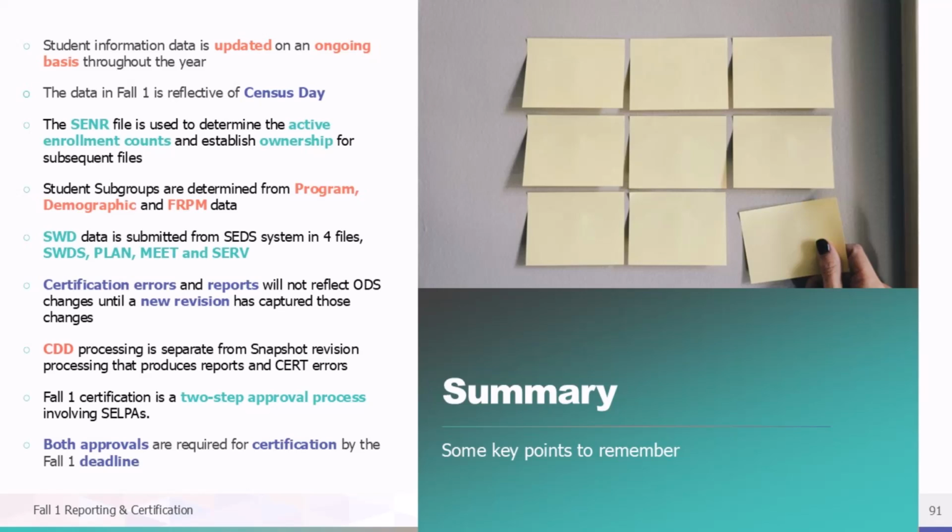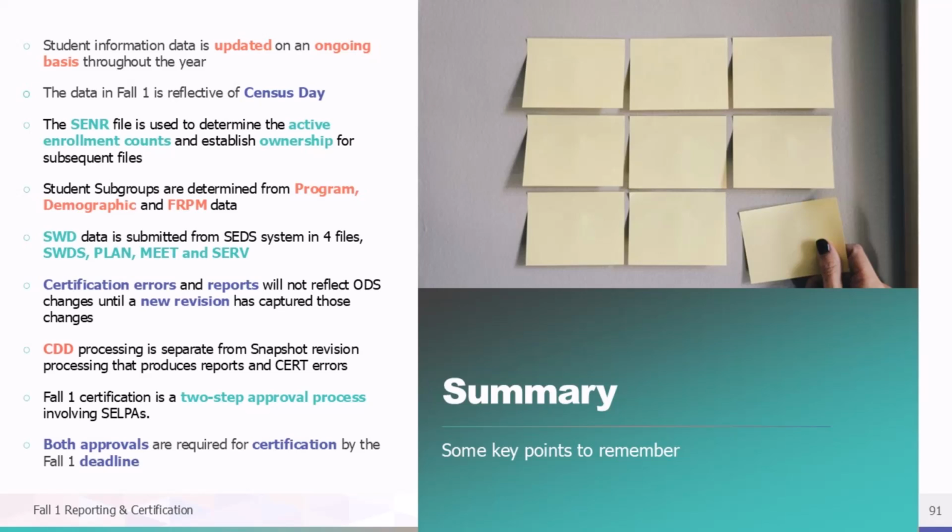Students with disability data is submitted from your special education system in 4 files: the SWIDS, the plan, the meet, and the serve. This is important because that means you need to work in coordination with your special education data system coordinator. You need to provide them access to CalPADS, not just to submit those files, but to look at student records, to look at other reports. In terms of disproportionality, they may need to review enrollment reports so they can see the general education population, as well as the students with disability reports. So you want to consider those things.